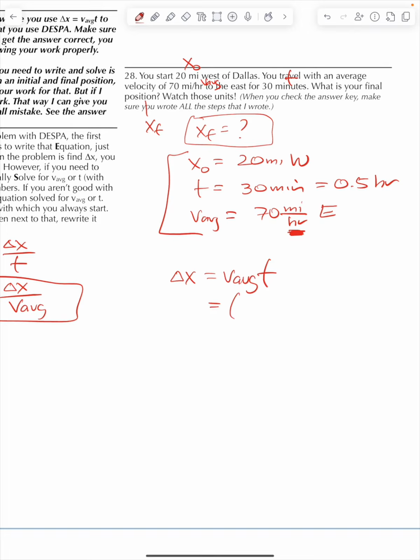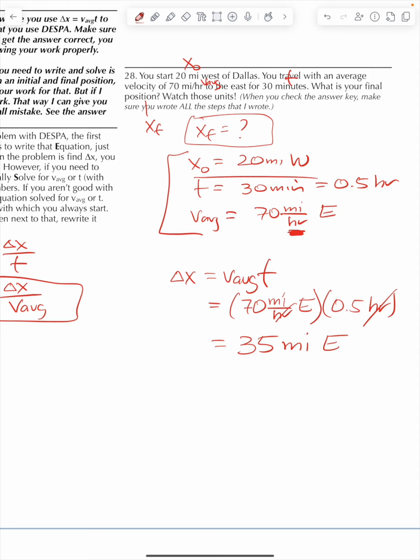So our V average, I'll just use east and west, that's fine. 70 miles per hour east. The time is 0.5 hours, so that our hours cancel. And so our delta x is 35 miles to the east. So not that you have to show your work, but you could probably do this in your head. In fact, let's do it. We started 20 miles west, and we changed by 35 miles to the east. So what's going to be the final position? Yeah, 15 miles to the east.